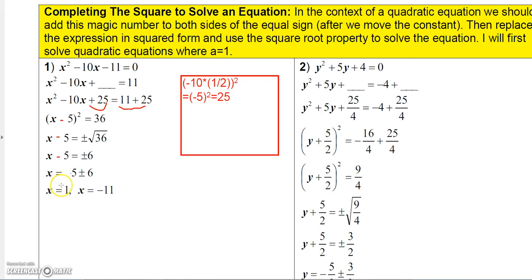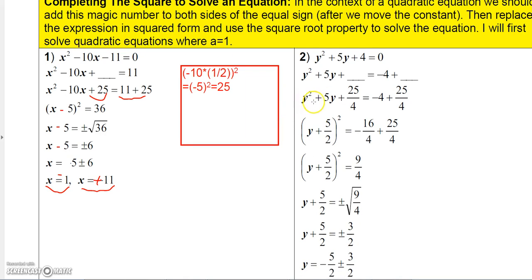Let me change this answer here. This should be negative 1 right there, and then this will be positive 11. Because 5 plus 6 is 11, your answer would be 11, and 5 minus 6 would be negative 1. So your answer there would be negative 1. So you've got to be careful on those signs.